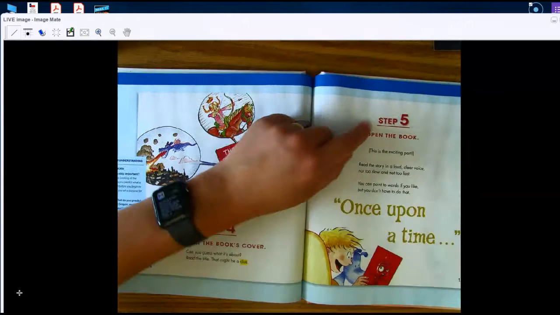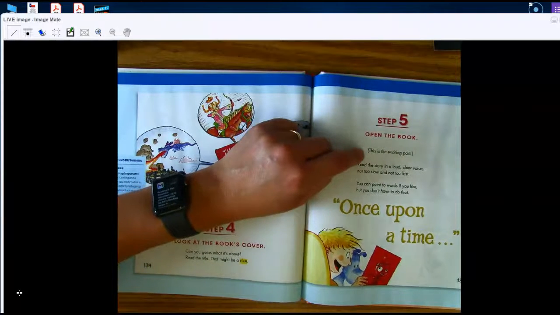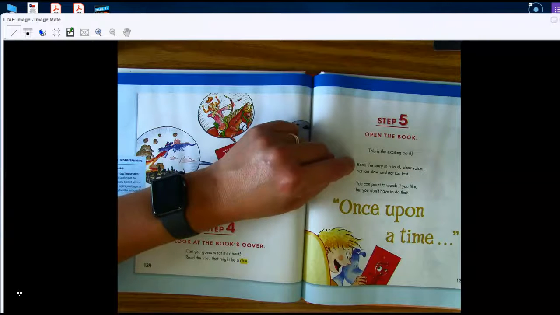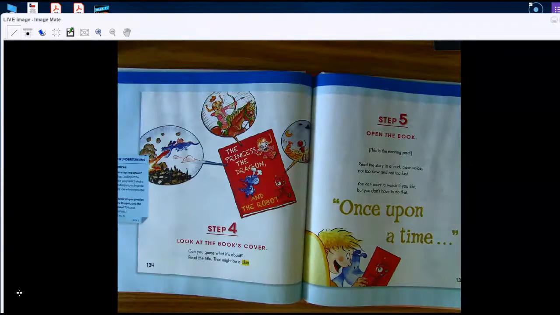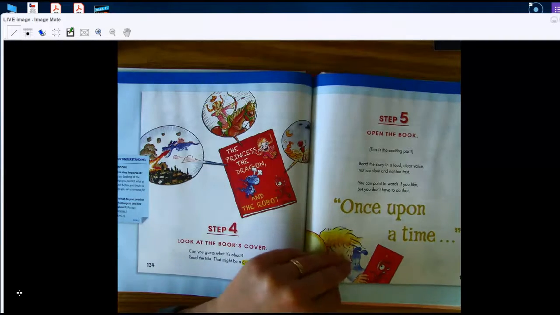Step 5, open the book. This is the exciting part. Read the story in a loud, clear voice, not too slow and not too fast. You can point to words if you like, but you don't have to do that. Let's start the story. Read it with me. Once upon a time.